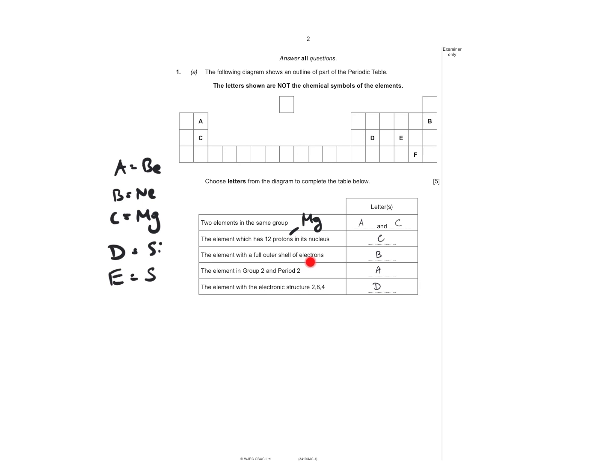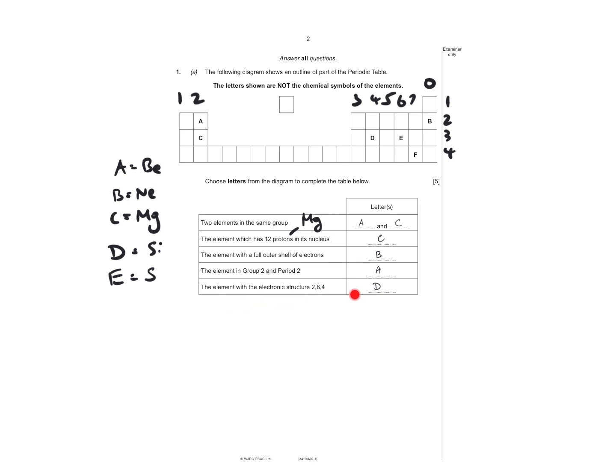The element with a full outer shell of electrons, well, anything with a full outer shell will be in group 0. That gives me B, which is neon. The element in group 2, period 2, well, I've just written the group numbers along the top, and I've put the period down the right-hand side here for you. I'm going to go to group 2, and I'm going to go across for period 2, which is A. Remember, periods, we don't start counting from the left, we go from the top right.